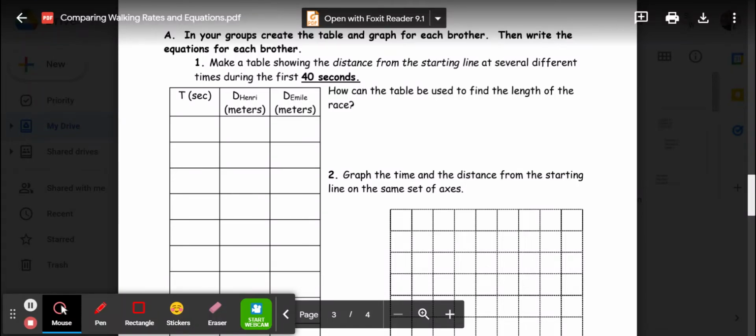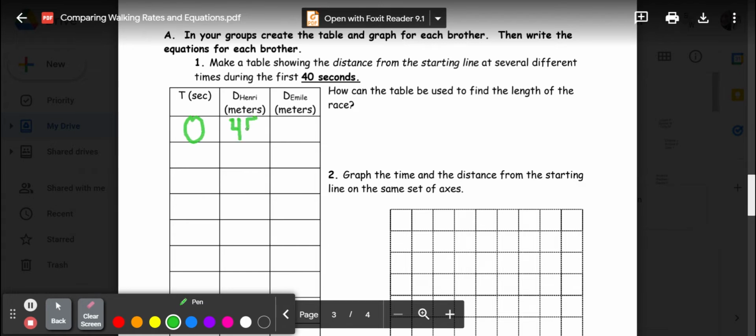The purpose of this video is essentially just to introduce what groups will be doing as they complete this, or what you would have to do as an individual to work through this problem. There's a situation where there are two brothers. The one brother, and I'm going to start at 0, has a head start of 45 meters, and the other brother does not. The younger brother has a walking rate of 1 meter per second, and the older brother has a walking rate of 2.5 meters per second.